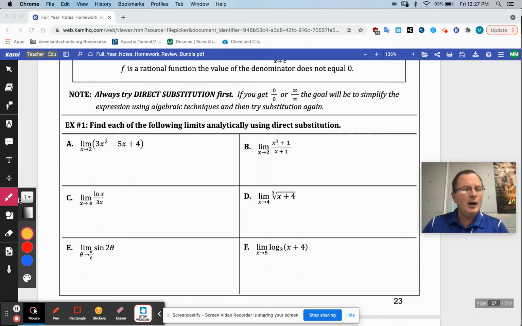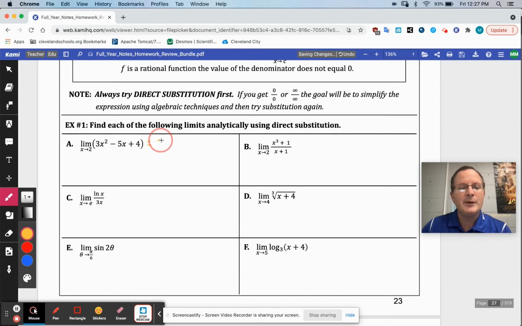Okay, so what we're doing on example one, it's just flat out substitution. We looked at examples where you would end up with a zero over zero. We haven't had an infinity over infinity, but if you can substitute, just substitute. This is not going to be a big surprise to you. On this particular one, we're just going to flat out substitute in the 2.